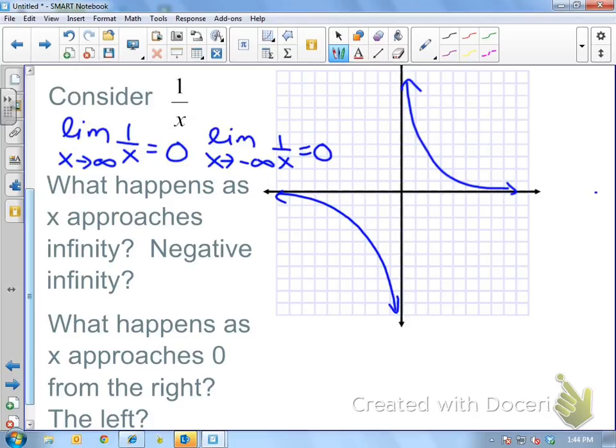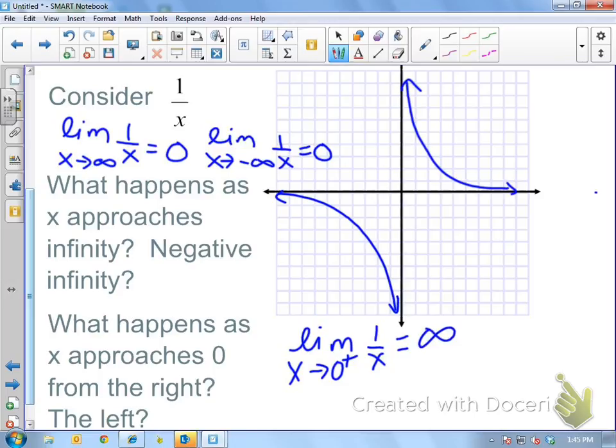Okay, so let's look at what's happening when we're approaching 0. This time we have to approach from different directions because we don't have the same limit from both sides. But if I'm approaching 0 from the right, what's happening to the y values on my graph? Getting bigger. What do we call getting bigger forever? Infinity.